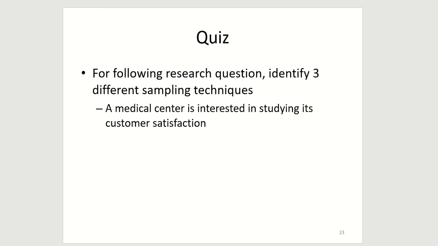Okay, one more quiz. For the following research question, identify 3 different sampling techniques. Think about a medical center that is interested in studying its customer satisfaction. Can you find 3 ways of sampling their customers to ask them about their satisfaction? You may want to pause, then come back for the answer. I'm going to suggest 3 ways, and you may have come up with different ones. From the admission office, you can get the list of everybody admitted to the hospital, take a simple random sample from that, and go talk to these patients.